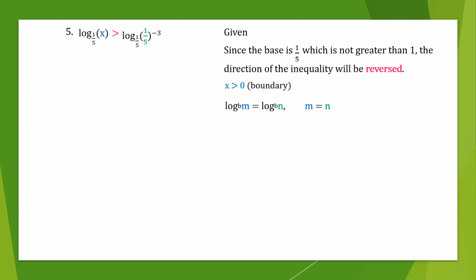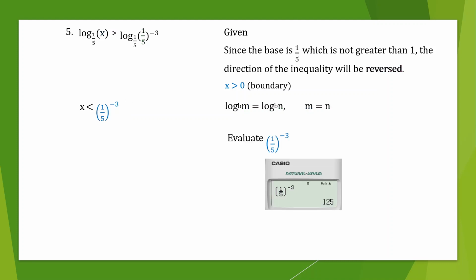Take note that if logarithm base b of m is equal to logarithm base b of n, then m is equal to n. Therefore, x is less than 1/5 raised to negative 3. Evaluate 1/5 raised to negative 3, so we have 125. So this will become x is less than 125.